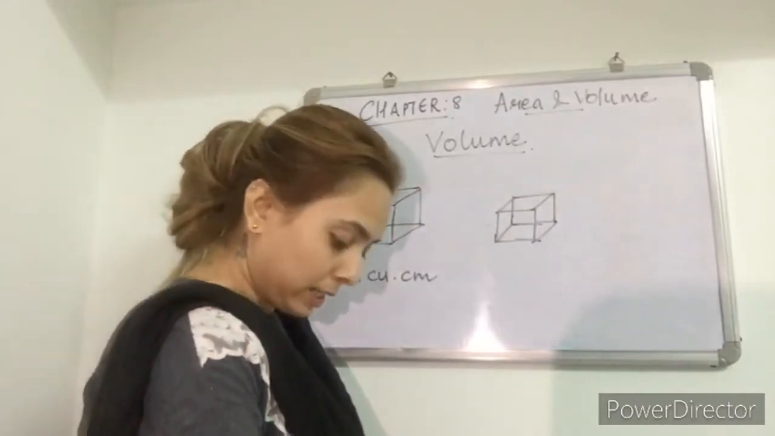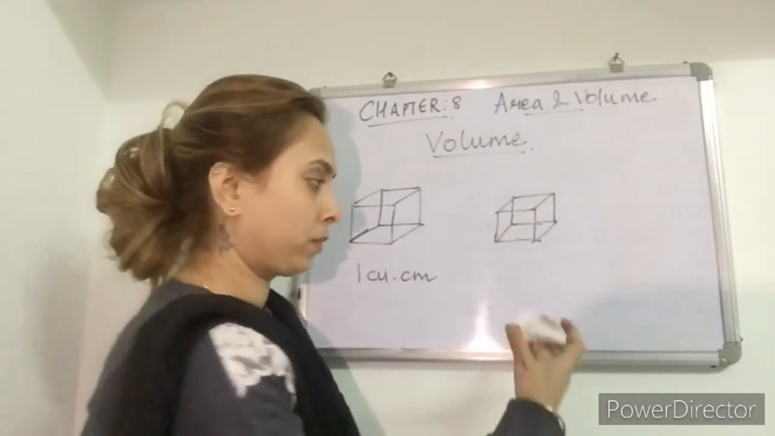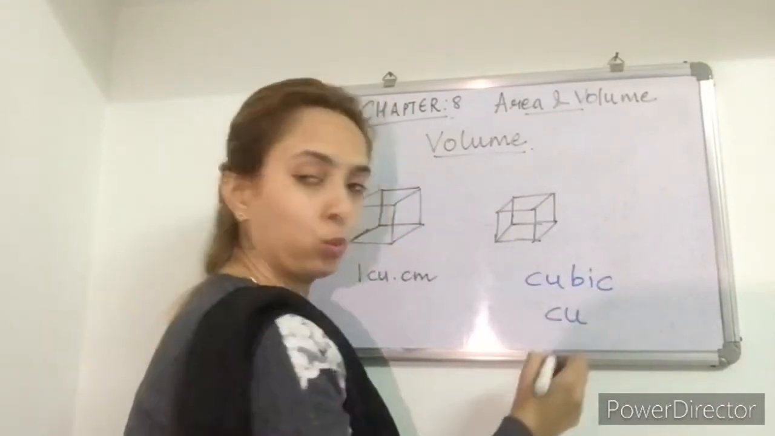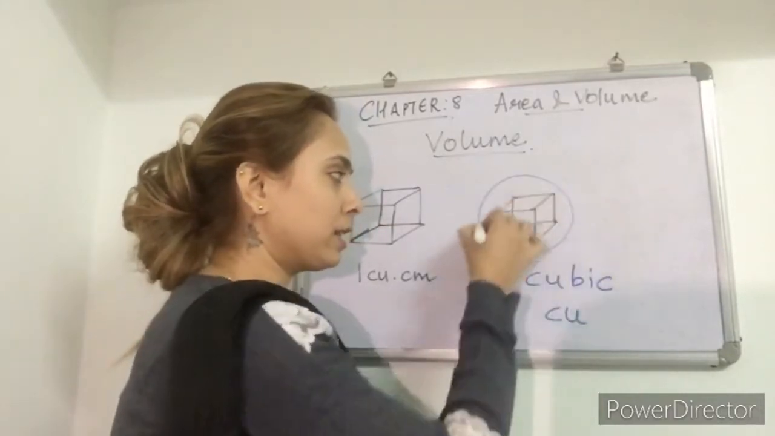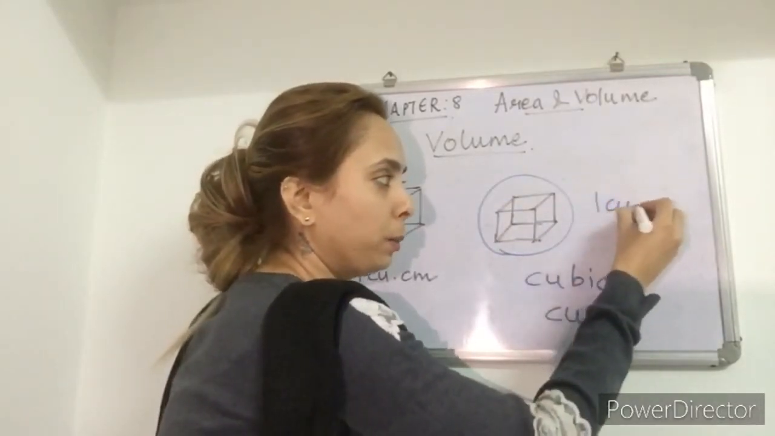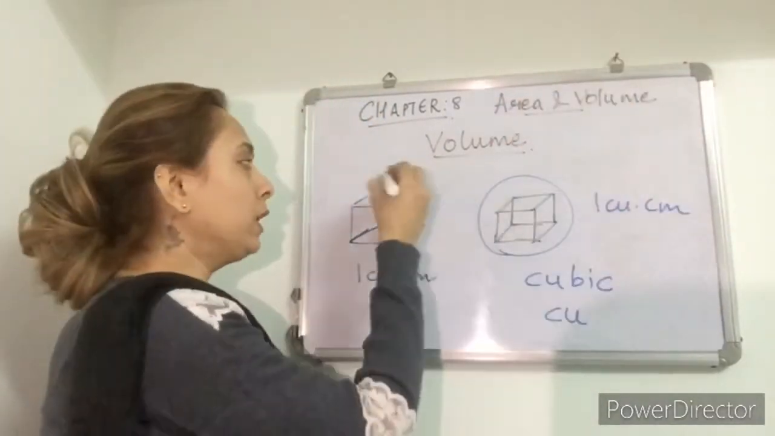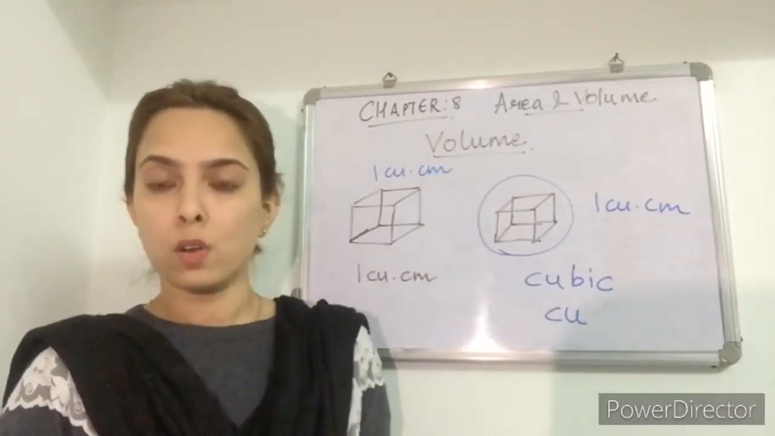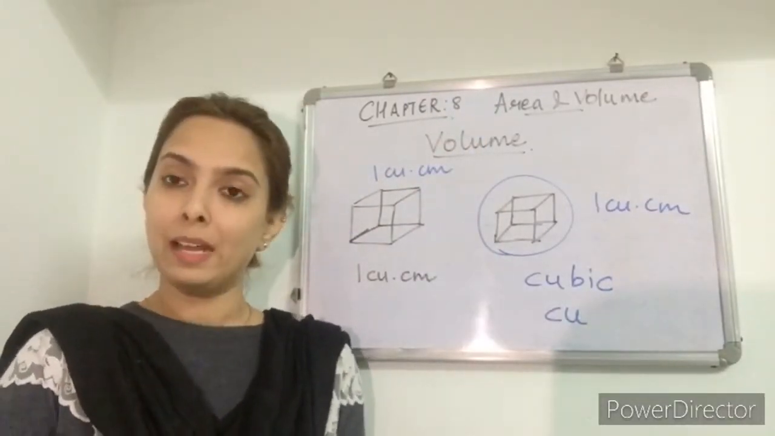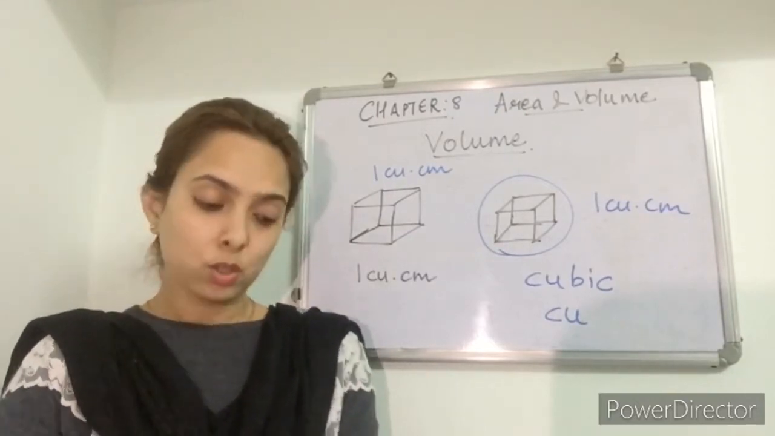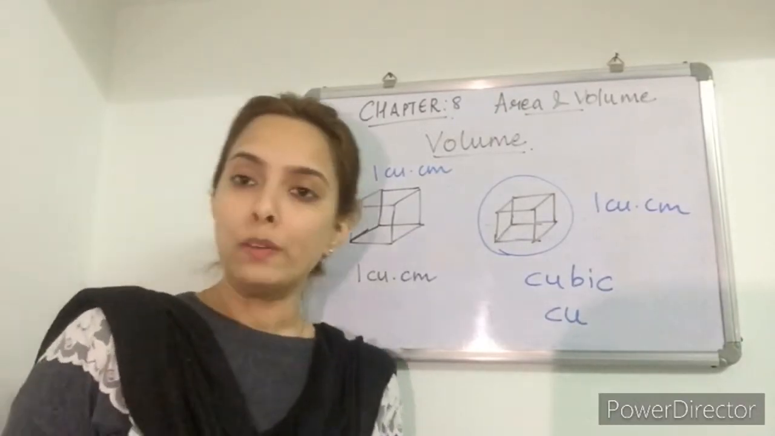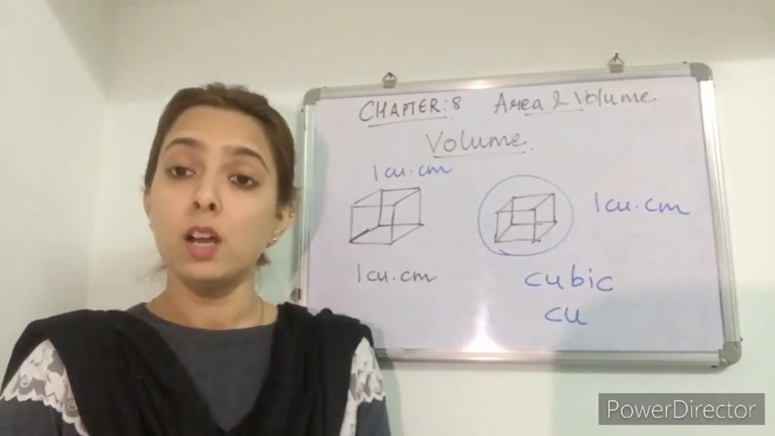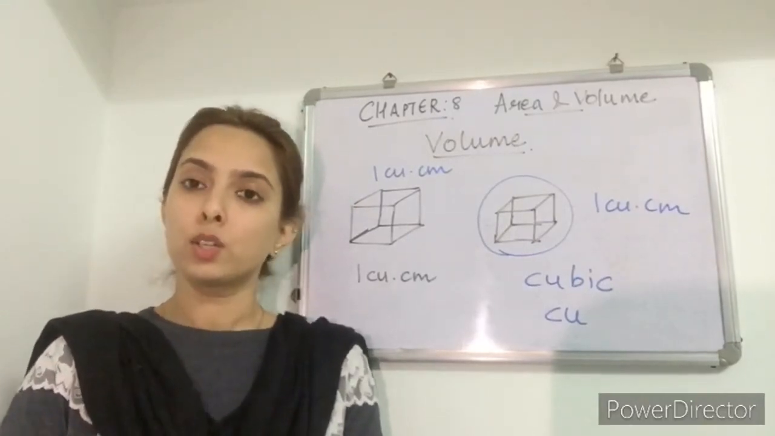The complete spelling of cubic is C-U-B-I-C, but short में हम इसे लिखेंगे CU. Okay, so capacity of this cube is 1 cubic centimeter or meter, whatever it is, and this is also 1 cubic centimeter. So this was all about volume and the units and the cubes. So now we will start with the two terms. Two terms are cube and cuboid.